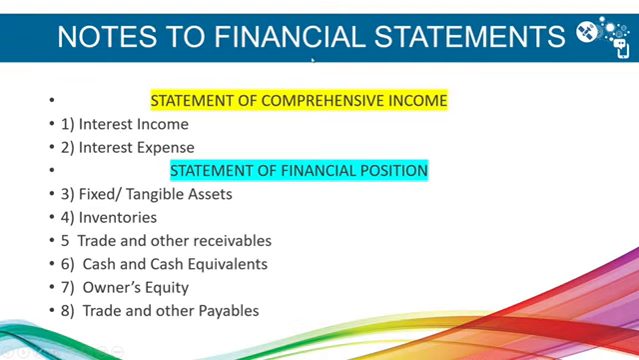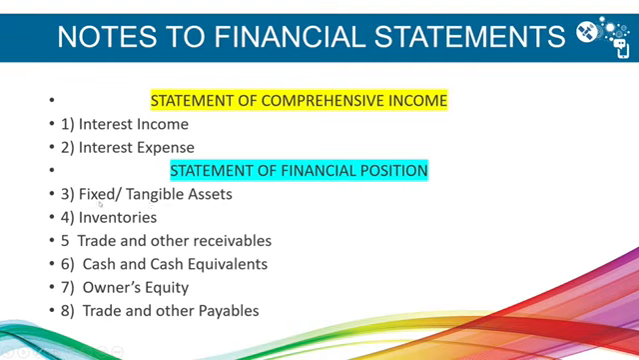The notes to the financial statements: we have not managed to come to the statement of financial position, but we can at least move and check what notes fall under each of them. My statement of comprehensive income has two notes. That's interest income, note number 1, and interest expense. My statement of financial position has the following notes under that statement.